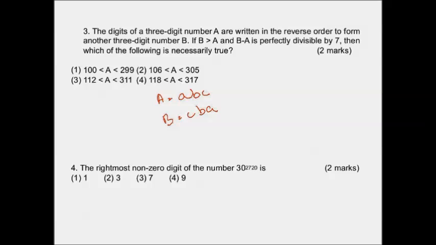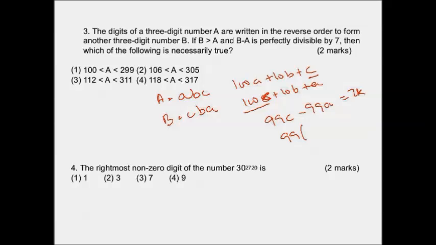So ABC can also be written as 100A plus 10B plus C. And the reversed number can be written as 100C plus 10B plus A. The question says B minus A should be divisible by 7. If I subtract A from B, 100C minus C will be 99C, 10B minus 10B is 0, and A minus 100A is 99A with a negative sign. So this must be a multiple of 7.